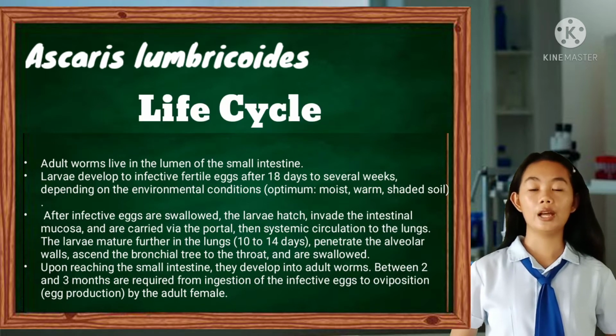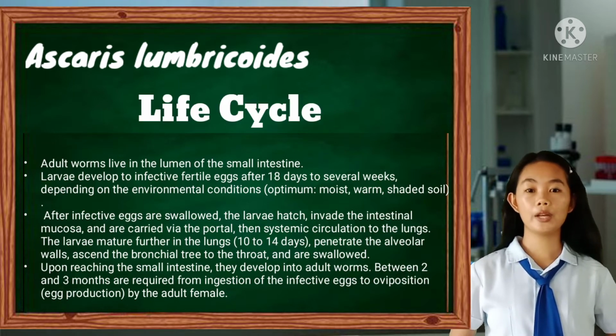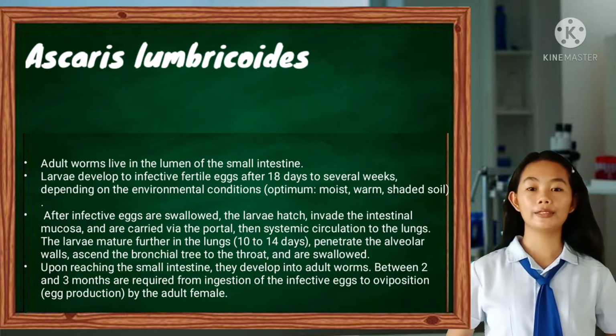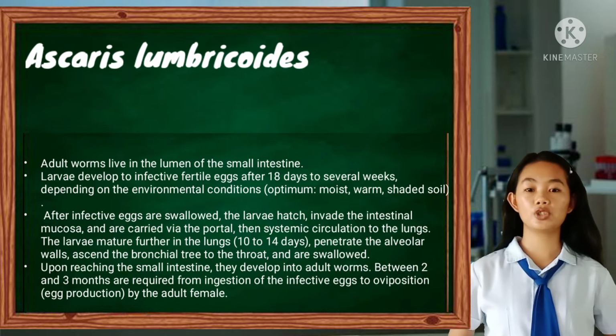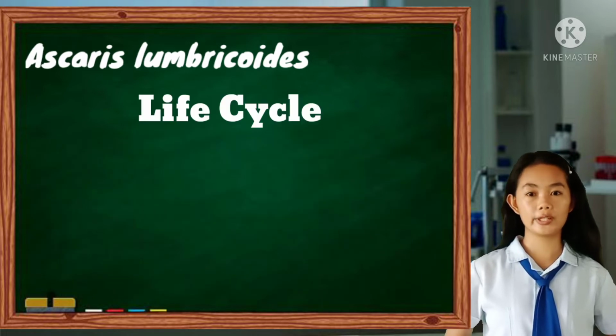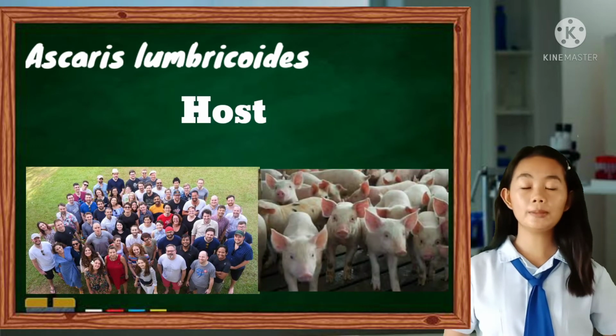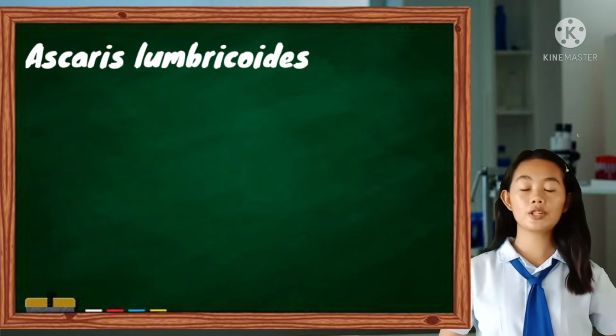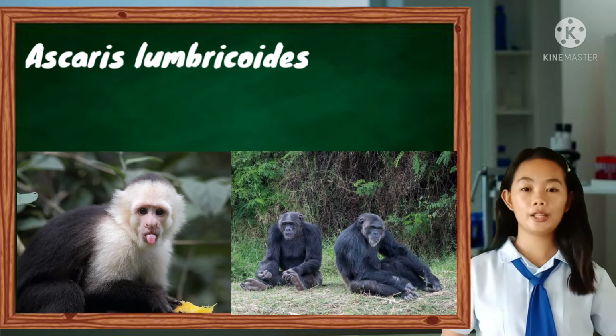The larvae mature further in the lungs for 10 to 14 days and penetrate the alveolar walls, ascend the bronchial tree to the throat, and are swallowed. Upon reaching the small intestine, they develop into adult worms. Between 2 to 3 months are required from ingestion of the infective eggs to oviposition, or egg production, by the adult female. Adult worms can live 1 to 2 years. Humans and swine are the major hosts for Ascaris lumbricoides. Natural infection with Ascaris lumbricoides sometimes occurs in monkeys and apes.